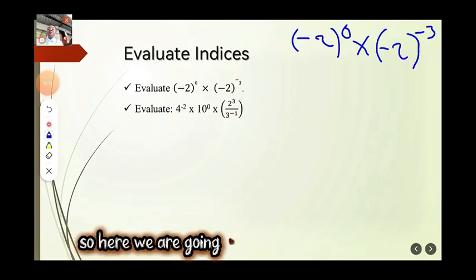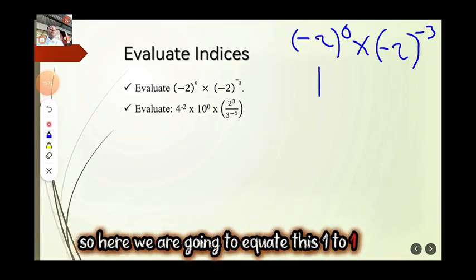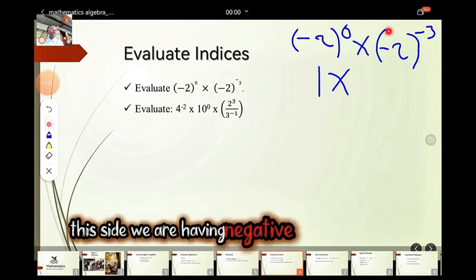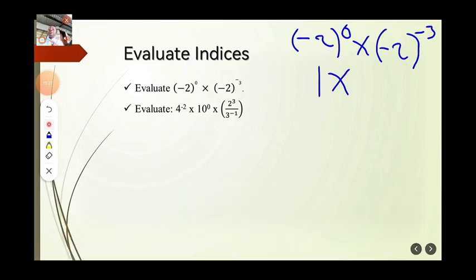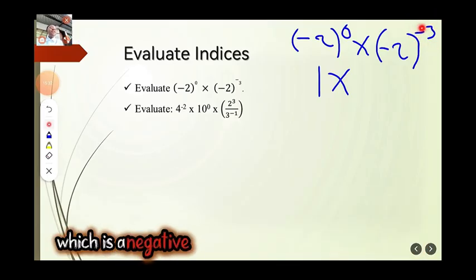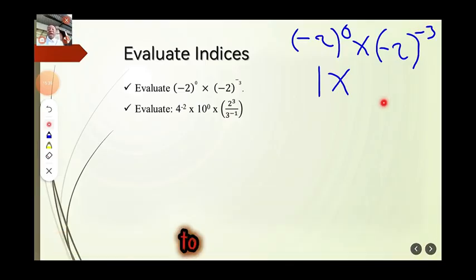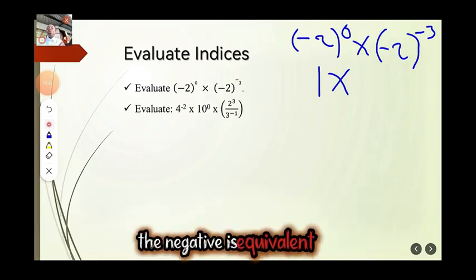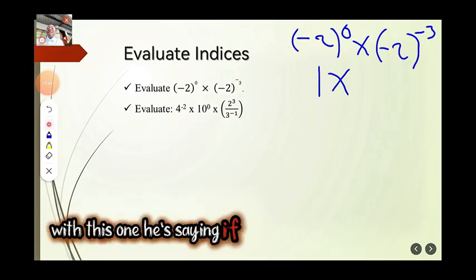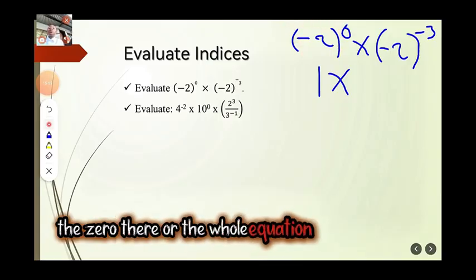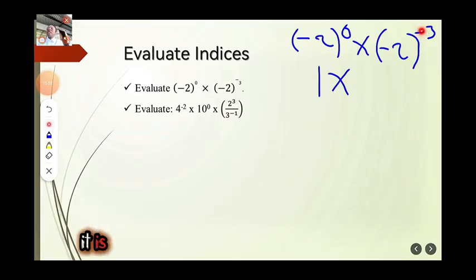So here we are going to make this one equivalent to 1 times. We deal with this side. This side we are having negative 2 in brackets and negative 3. The rule in indices says that if you are having a power which is negative, the negative is equivalent to 1 over. If you are having a power as 0, the whole expression is equivalent to 1. But with this one, it is only the power.